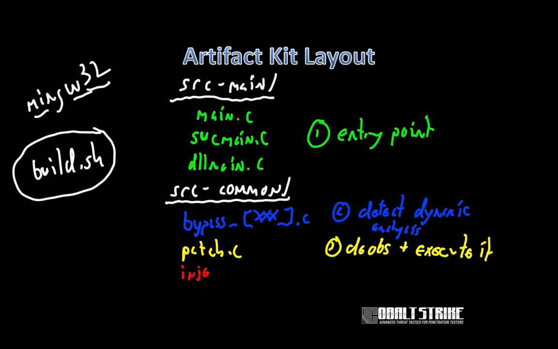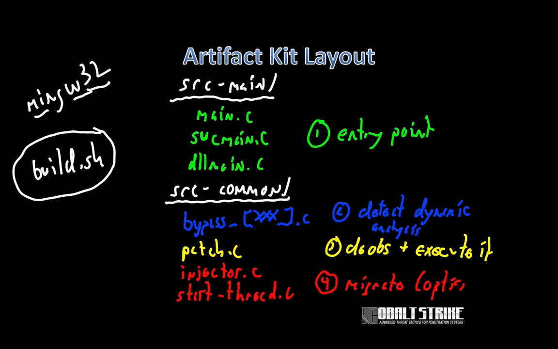To do that, they spawn a new program, which is rundll32.exe by default, and you probably don't want that. These artifacts then allocate memory in that temporary process and create or hijack a thread to run our payload in that child process. And so injector.c and startthread.c control this process. That's our fourth step, which is optional for some artifacts, and that's migrating. And there you have it. That's the artifact kit.